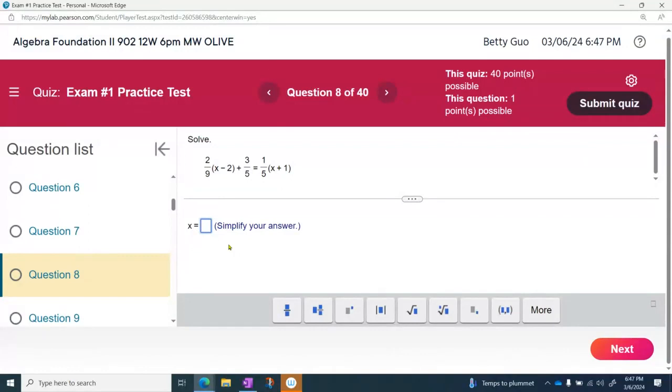The questions on your test are from the same pool, the same bank, as the problems you have been practicing in homework, quizzes, and review.